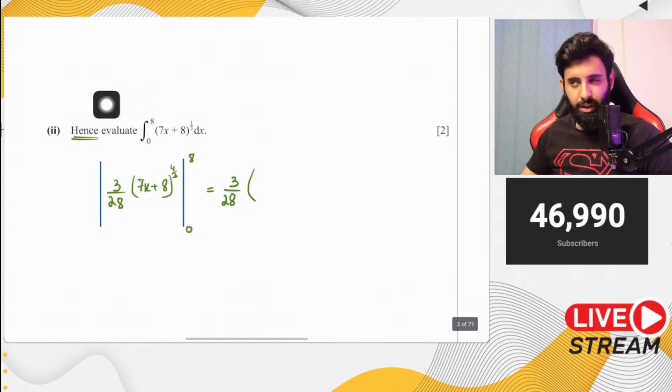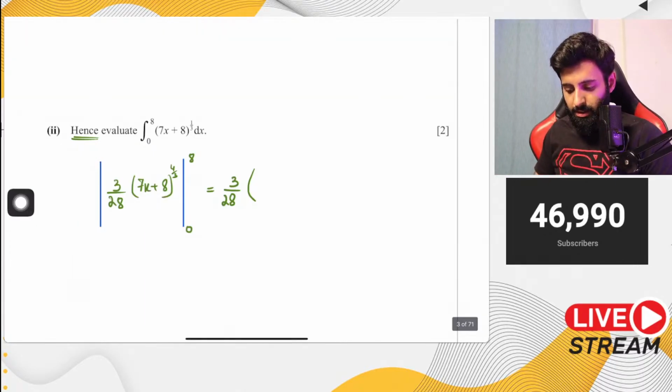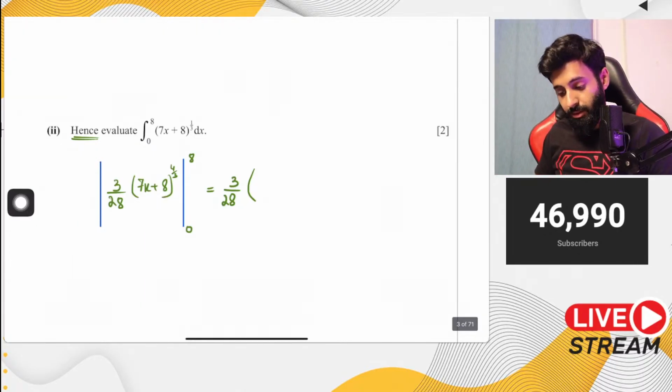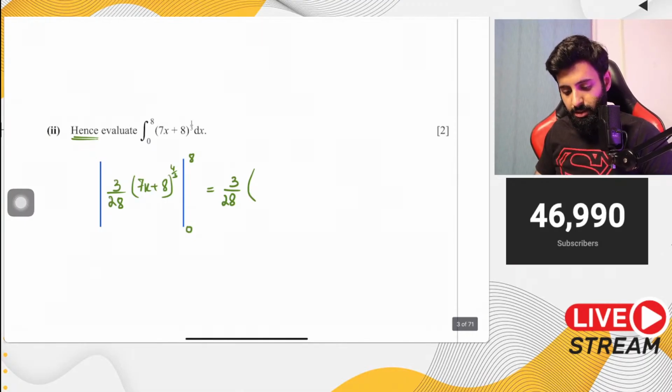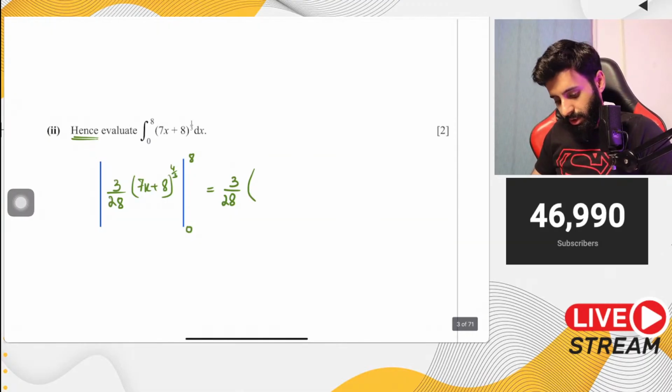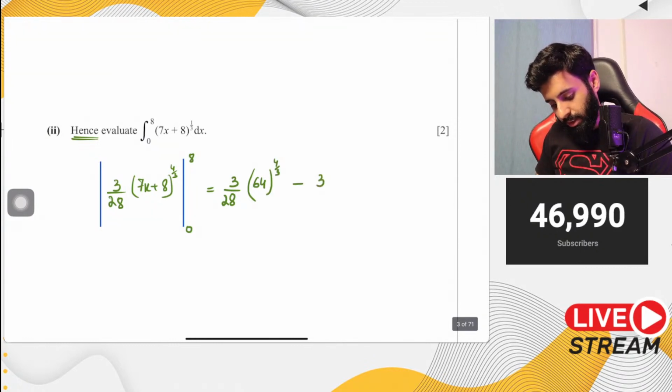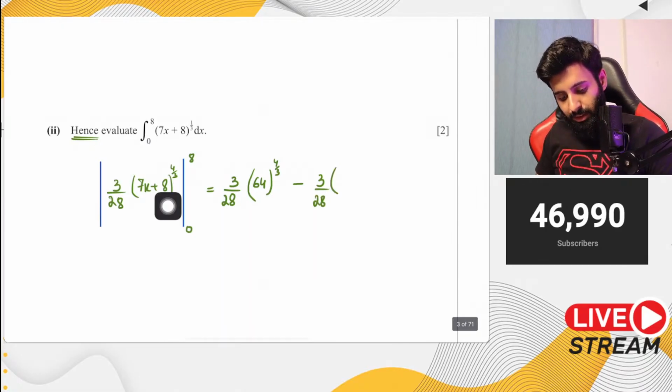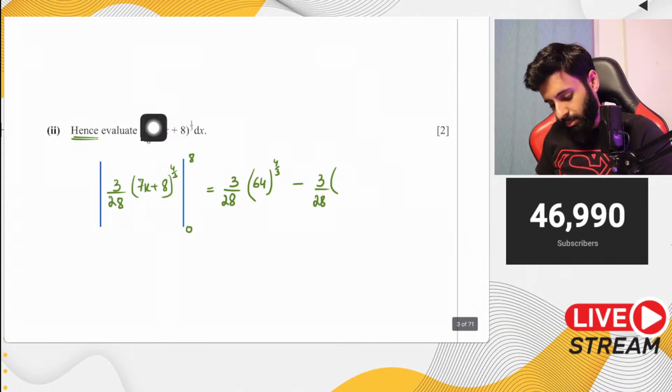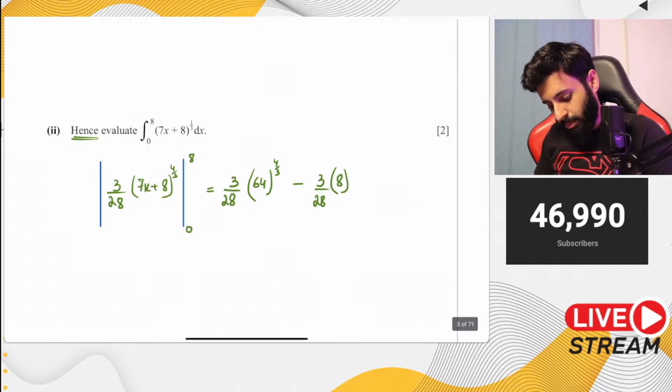So 7 into 8 is what? 56. 56 plus 8 is 64. So that means 3 upon 28 into 64 to the power of 4 upon 3. This is with the upper limit. Now if you plug in the lower limit, let's see what happens. 3 upon 28 with the lower limit plugged in. 0 into 7 is 0. 0 plus 8 is 8. So that means 8 to the power of 4 upon 3.